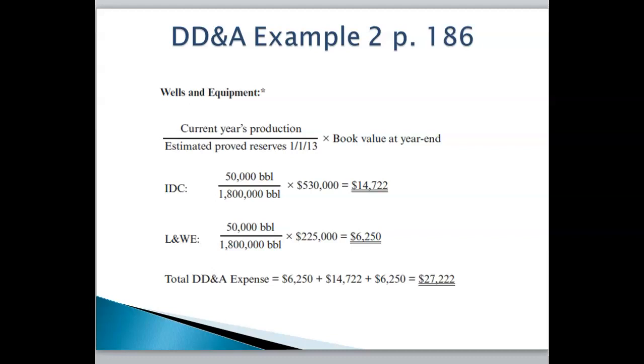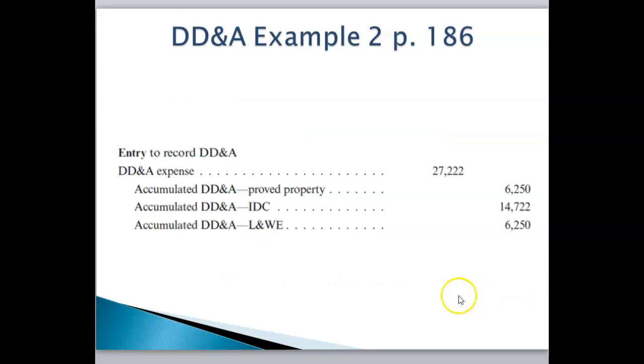$6,250. So if we add the three amounts of DD&A expense that we've calculated, we get a total of $27,222. And this is our journal entry. So we're going to debit DD&A expense for $27,222. We're going to credit the accumulated DD&A for each category. For proved property is $6,250. For IDC is $14,722. And for lease and well equipment is $6,250.